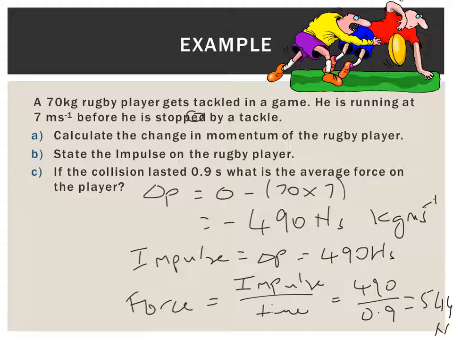Okay, 544 newtons. Now, what's interesting is that if you increase the time of the collision, then your force will decrease. So if you extend your collision, remember your force will decrease. We'll talk about collisions more in the class, especially why we use airbags and crumple zones in cars.